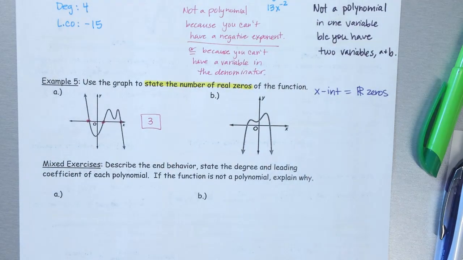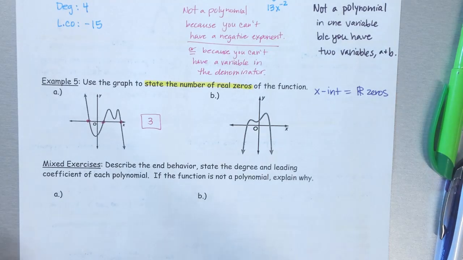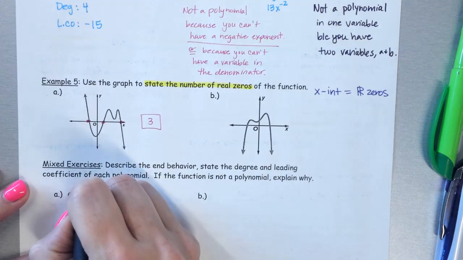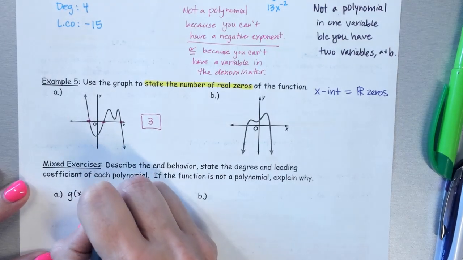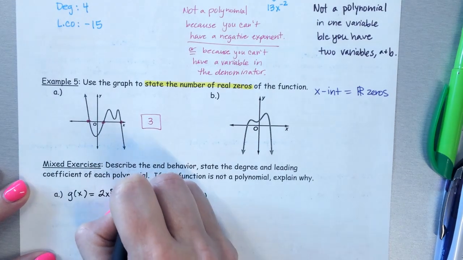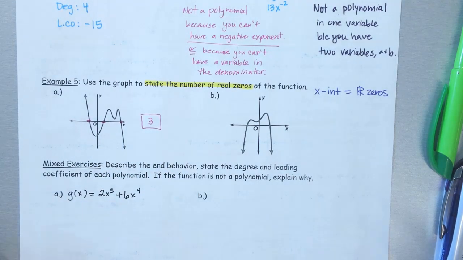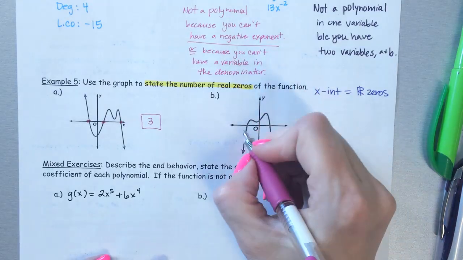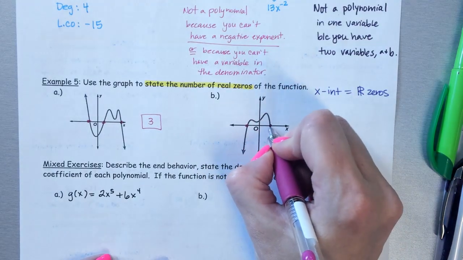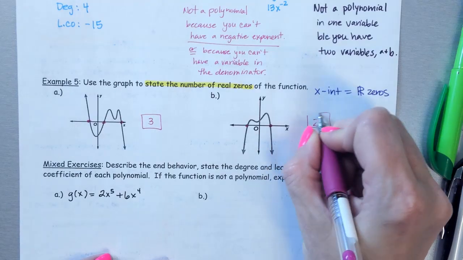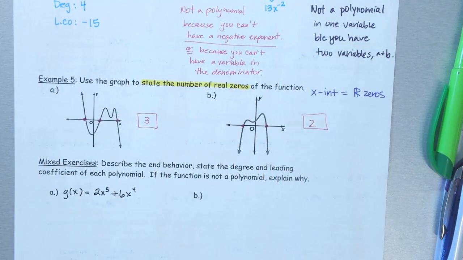Okay, so go ahead and do part B. That's in your answer. All right, and then Lawrence, what'd you get for part B? 2. Good.